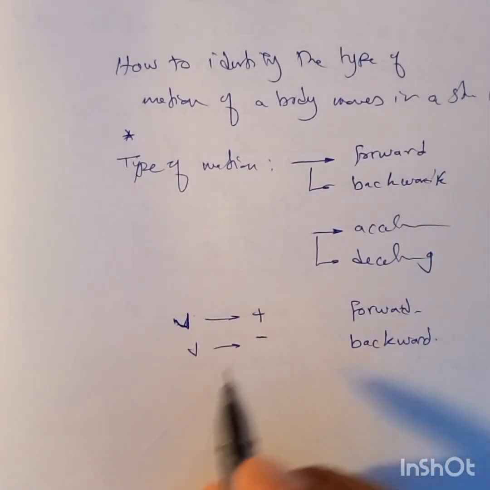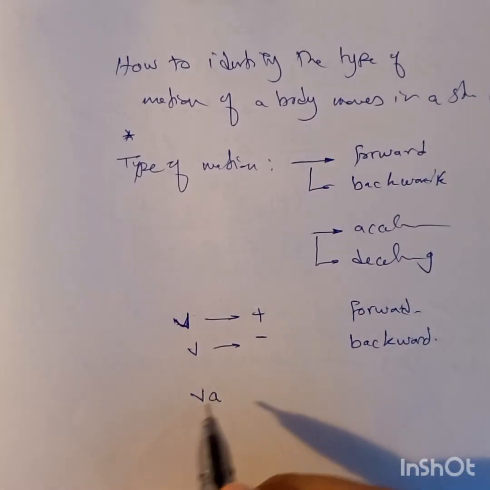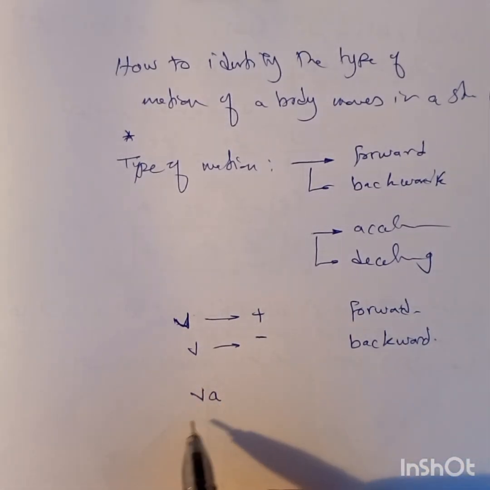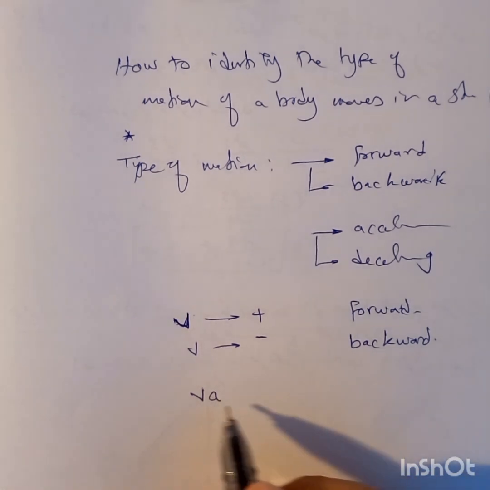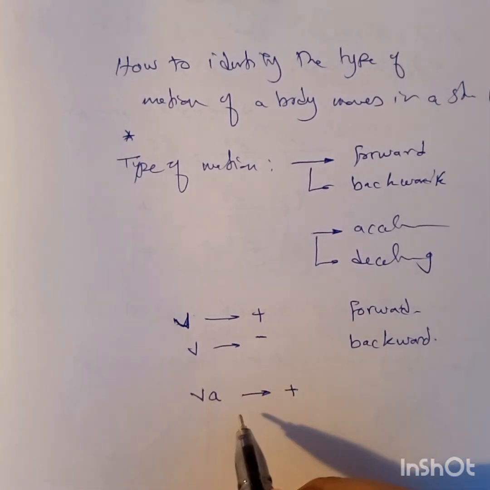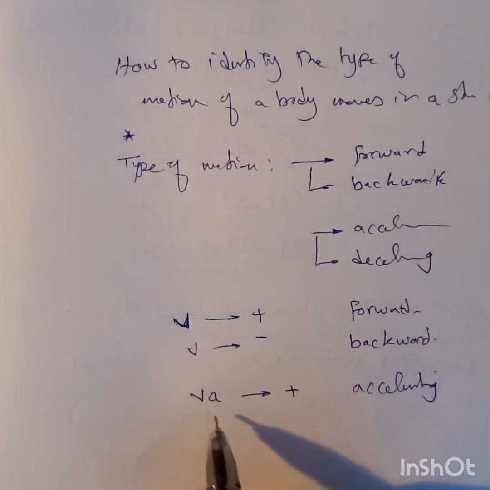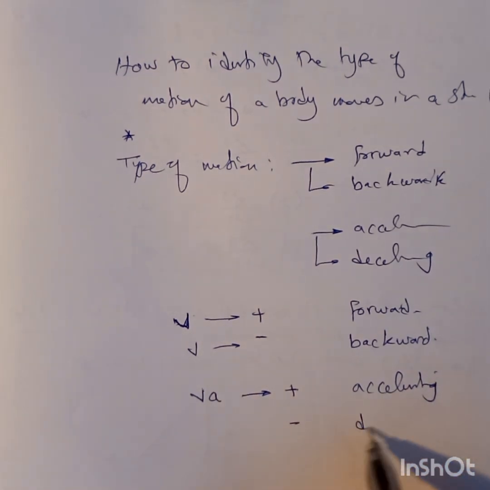Okay, secondly, we have to check v times a, velocity of the motion times acceleration of the motion, and we check the sign of this multiplication. If this value is positive, then the motion is accelerating motion. If this is negative, then we have decelerating motion.